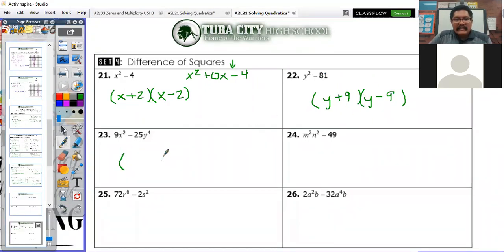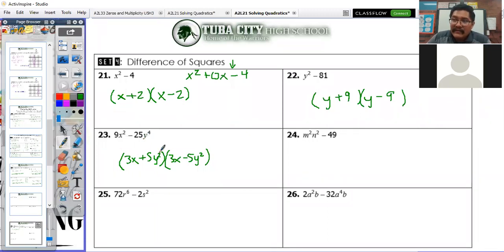So again, you're basically just taking the square root of everything in there. So plus, minus, and again, these are all square numbers. 9 is a square number, 25 is a square number, x is squared, y is squared. So 3x, 3x. So 3x times 3x is 9x squared. 5 times 5, y2, y2. Now, in this case, since we have y to the 4, we want to keep them the same.